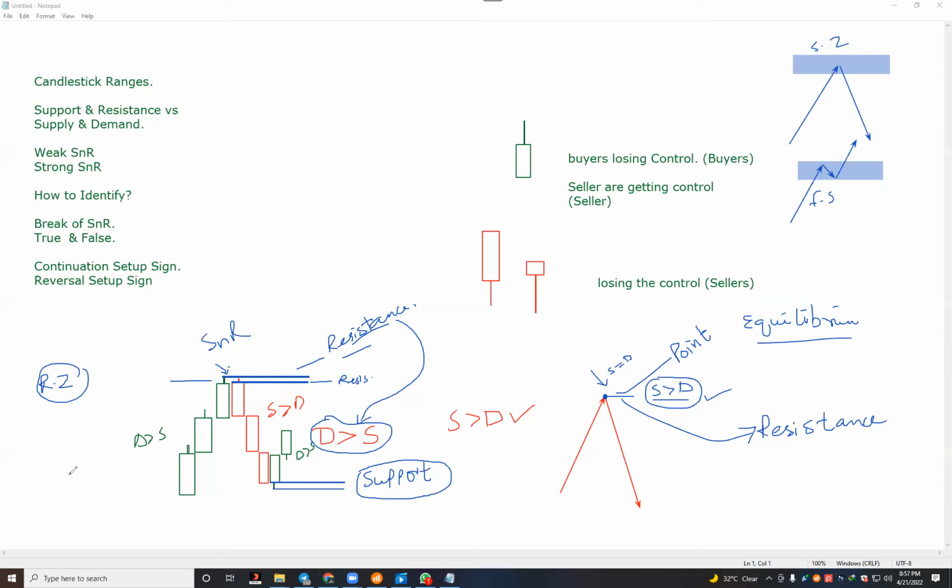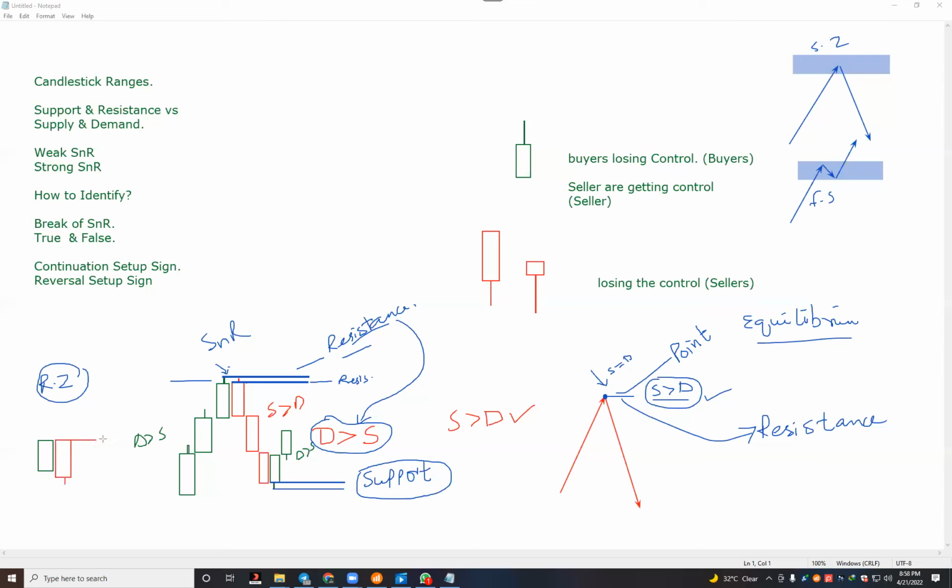This zone can be bigger. It is dependent upon the wick. If the wick is bigger, the wick is higher, the zone will be wider, okay? If the wick is not higher, then the zone will be tighter, and sometimes there will be no zone, only the single line. When it happens, for example, is there any wick at the top or side?